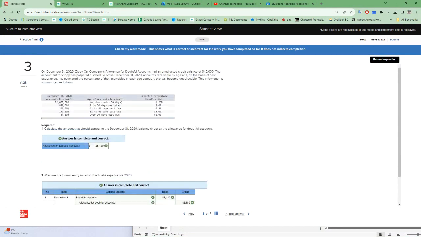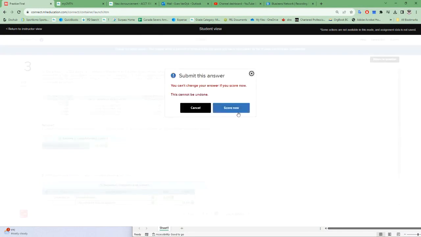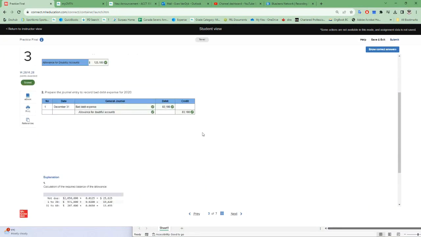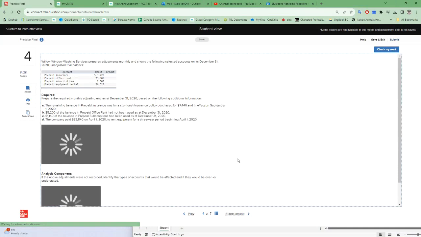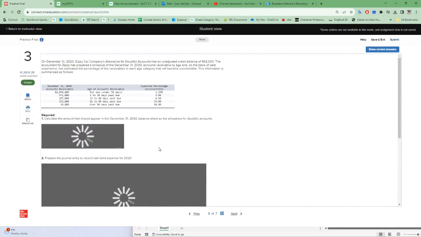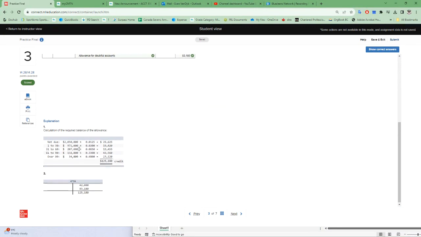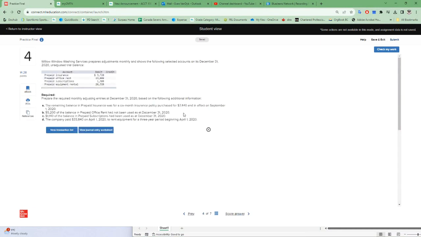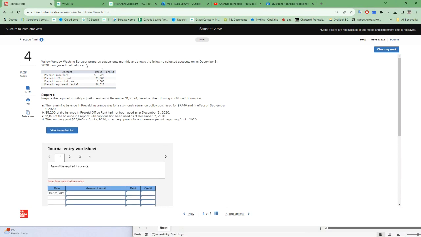Again, I would recommend using a T-chart. So this would be your current balance. Your new balance would be this. So what do you need to do? Well, you need to credit that difference here to get to this balance. Have a look here. You'll see this is the chart that I was referring to, the T-chart for allowance for doubtful accounts. So we're at 42, then we'd have to add 83 to get it to 125.